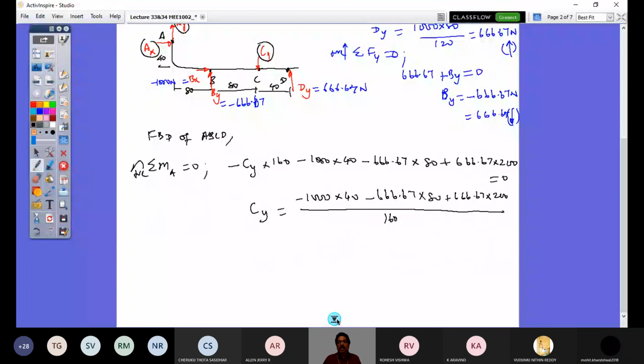Right, and since it is a positive value, the direction considered is correct. Cy acts downwards. So that's my Cy. So here Cy is 250 Newton.